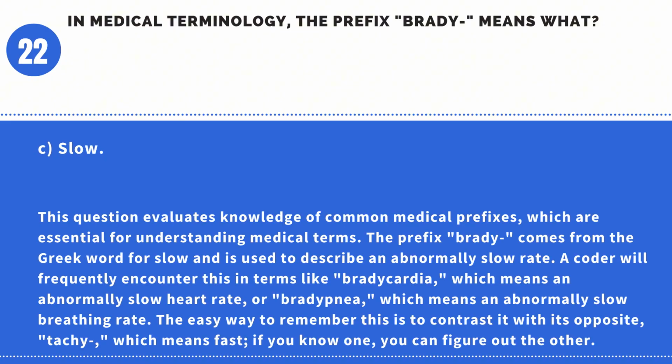Answer: C. Slow. This question evaluates knowledge of common medical prefixes, which are essential for understanding medical terms. The prefix Brady- comes from the Greek word for slow and is used to describe an abnormally slow rate. A coder will frequently encounter this in terms like bradycardia, which means an abnormally slow heart rate, or bradypnea, which means an abnormally slow breathing rate. The easy way to remember this is to contrast it with its opposite, tachy-, which means fast. If you know one, you can figure out the other.